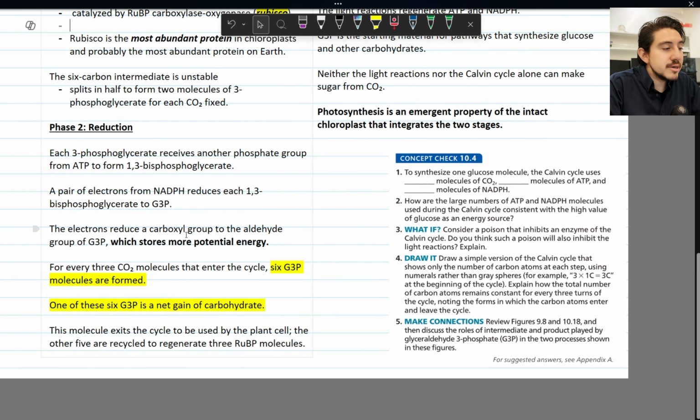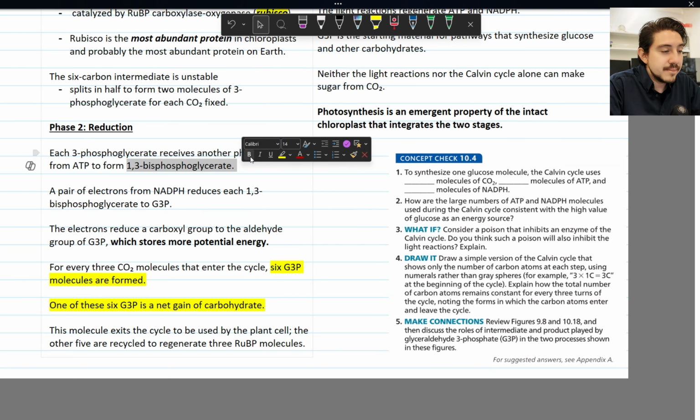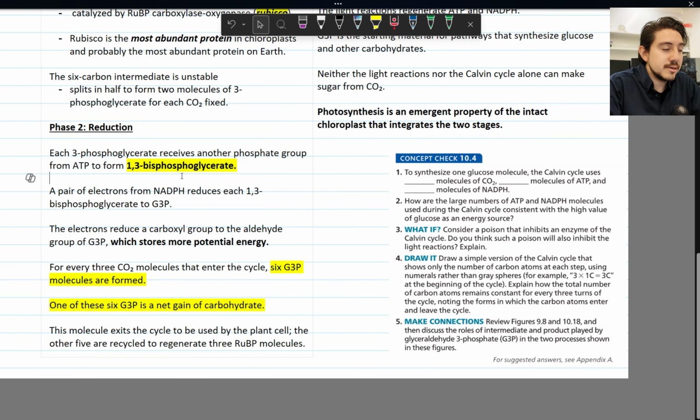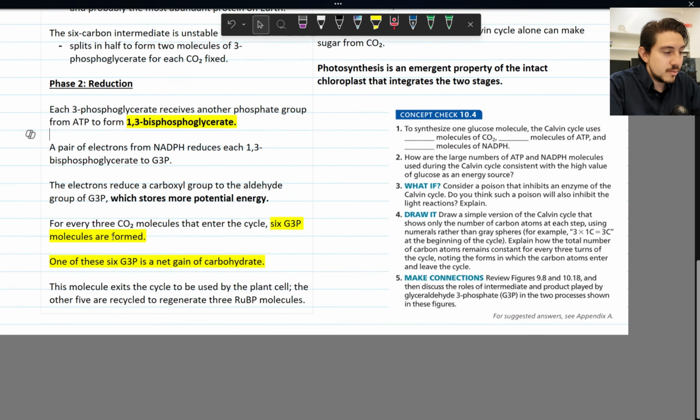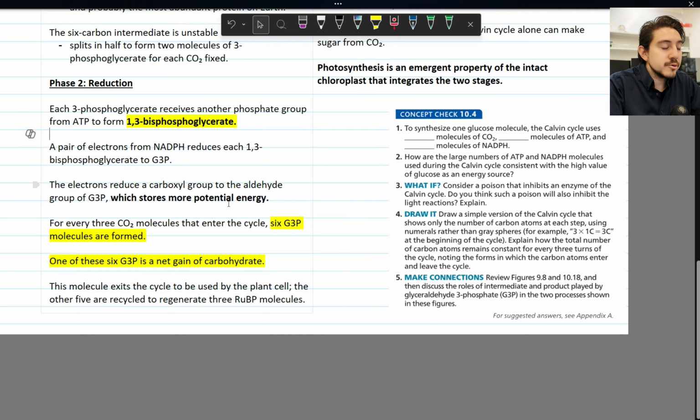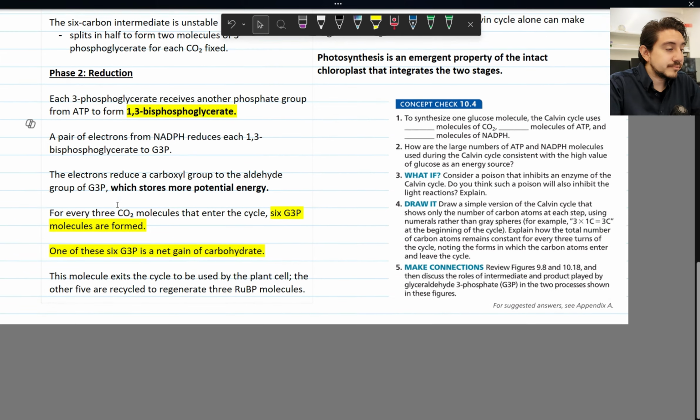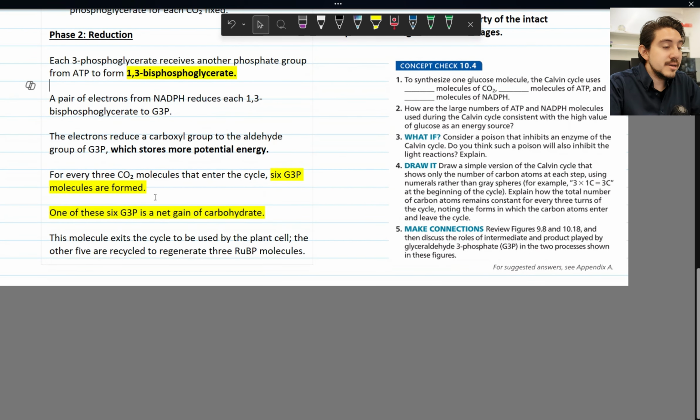Okay, the 6 carbon intermediate is very unstable, like I mentioned before, and ultimately it breaks into 3 carbon molecules. Then you go into the reduction phase where each of these phosphoglycerate receives another phosphate group to produce 1,3-bisphosphoglycerate. Remember that one too, because we're going to mention this later on. Then a pair of electrons from NADPH will come in and reduce this molecule to produce G3P.